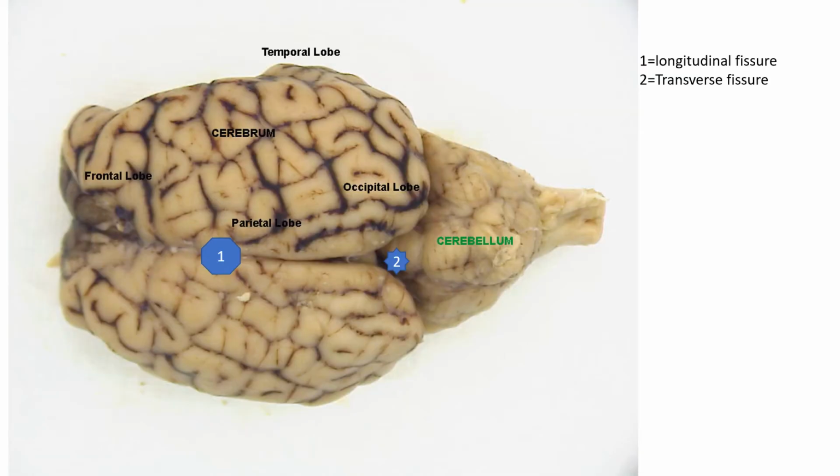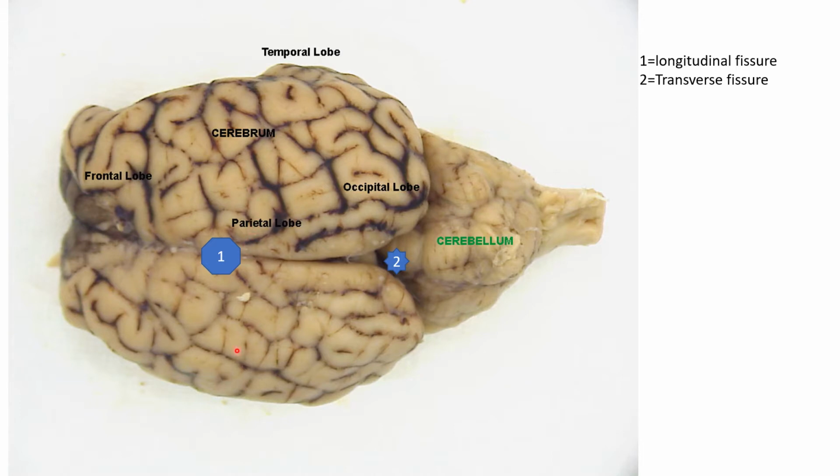Hello everyone. Today we're going to talk about the features of the sheep brain. So for the sheep brain, the sheep also has different lobes for its brain. Here is the frontal lobe.